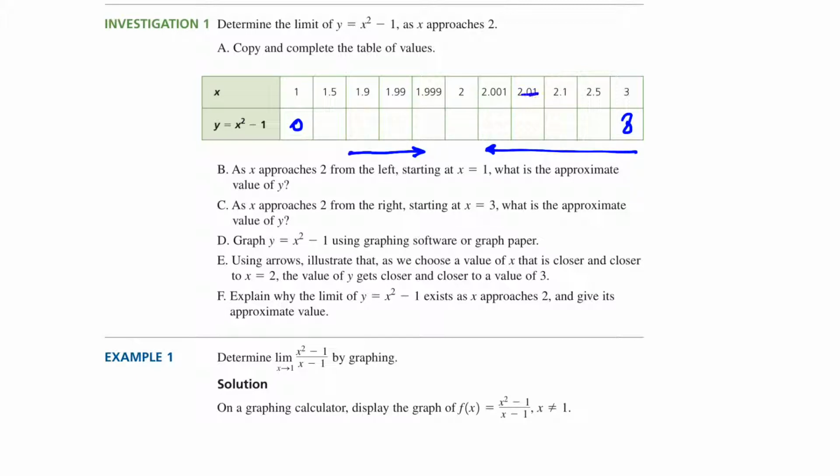And when you complete the table, you'll see from both sides, when x is getting close to 2, y is getting close to 3. And if you sketch the graph of the given function, it is a parabola. The vertex of the parabola is (0, -1). It's passing through (2, 3). And if x is getting close to 2 from either side, y is getting close to 3.